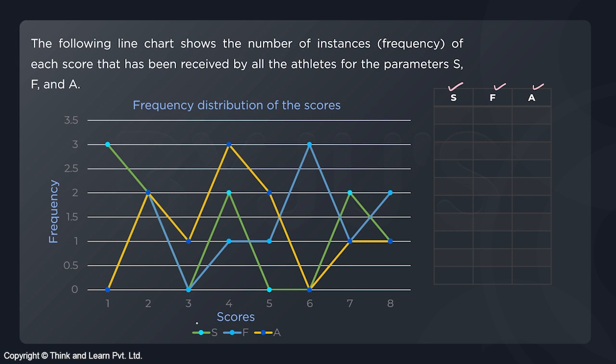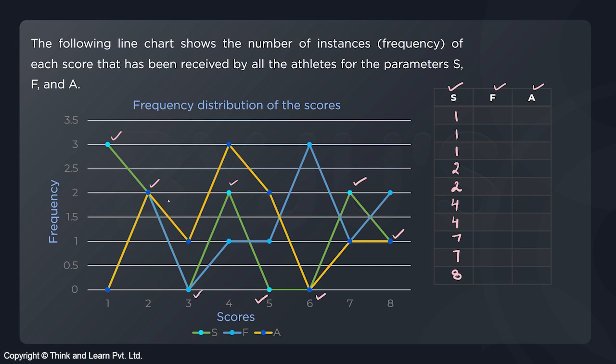So when I talk about S, a score of 1 appears thrice. So 1 would be appearing thrice. A score of 2 appears twice. That means 2 would be appearing twice. A score of 3 appears 0 times, but 4 appears twice. So 4 would be appearing twice. 5 appears 0 times, 6 appears 0 times, but 7 appears twice. 7 is appearing twice, and 8 appears once.